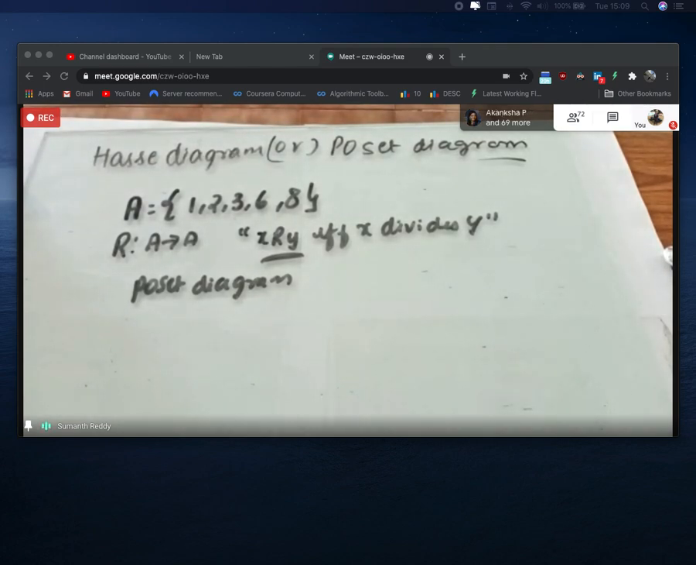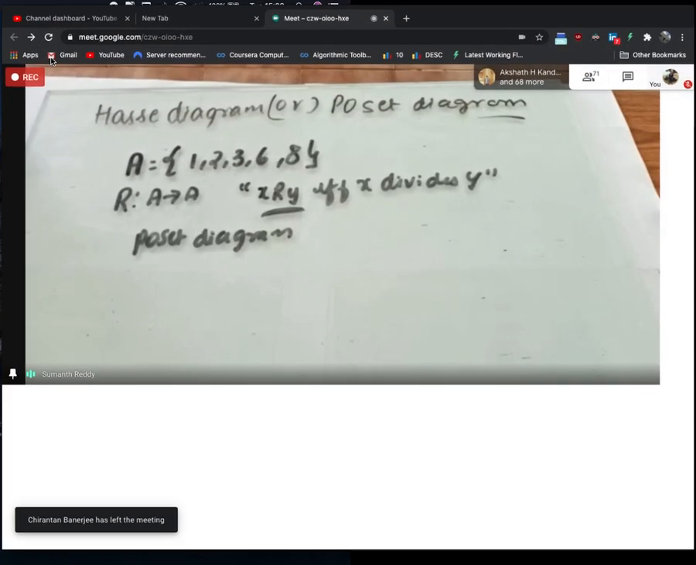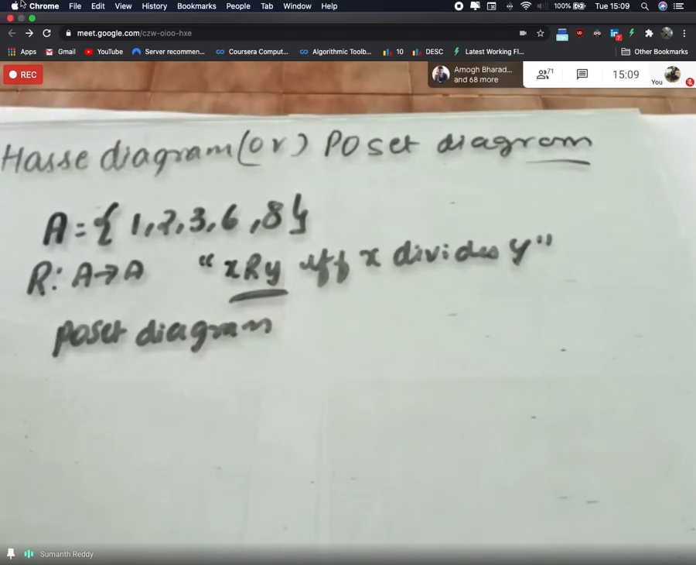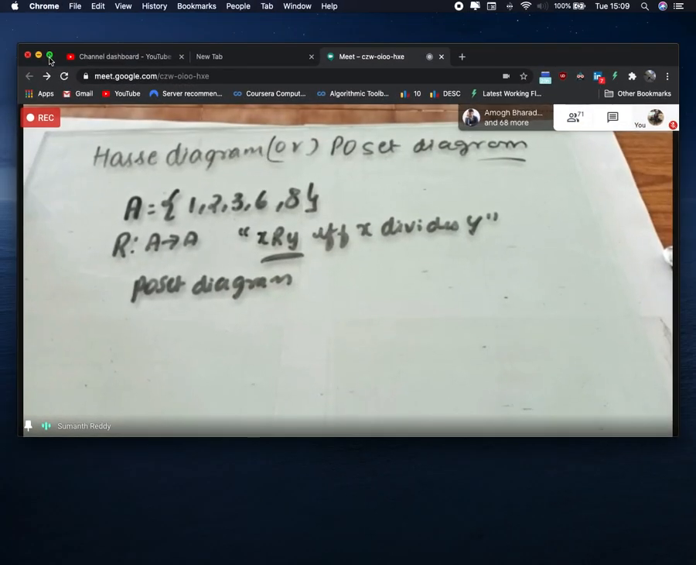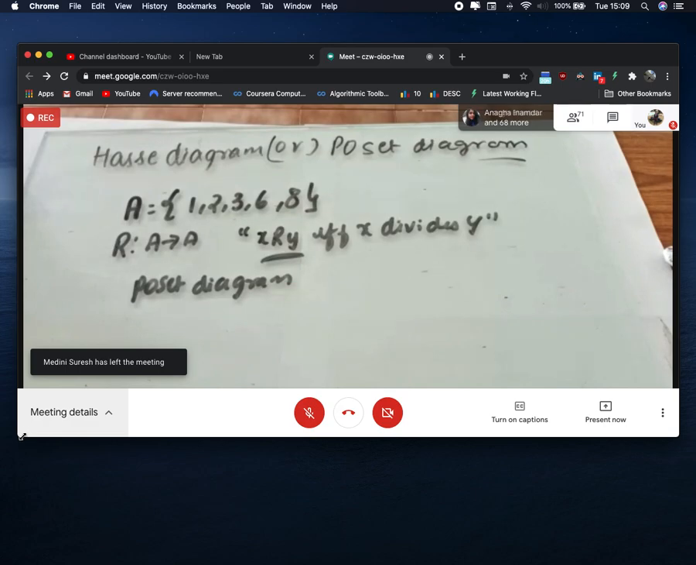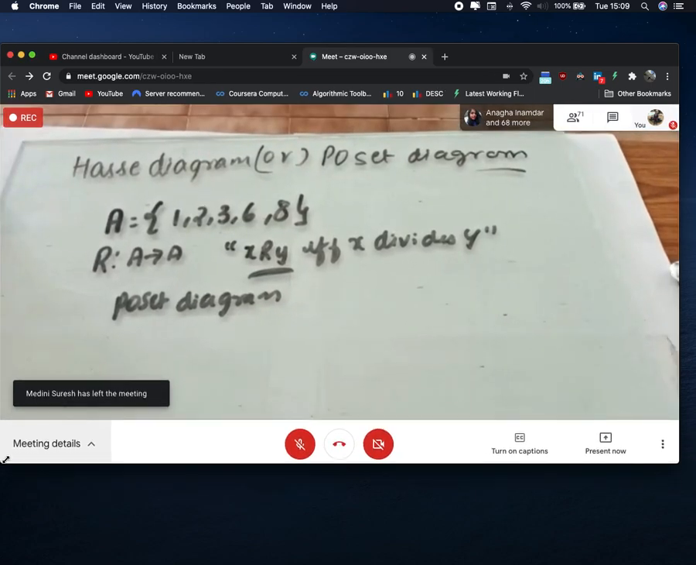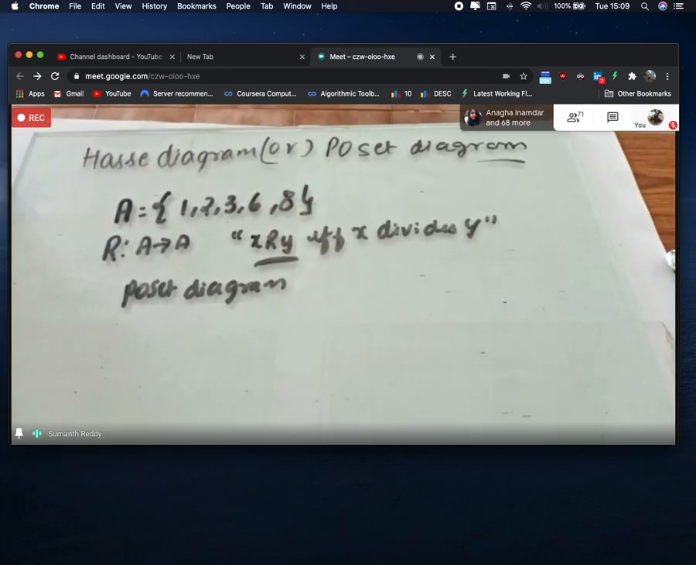You should first write the ordered pairs. I think you should be able to write the ordered pairs, right? We have solved many problems of that kind. After that, initially my suggestion is, instead of directly writing the Hasse diagram, what you need to do is first write the digraph, because you are comfortable with the digraph.